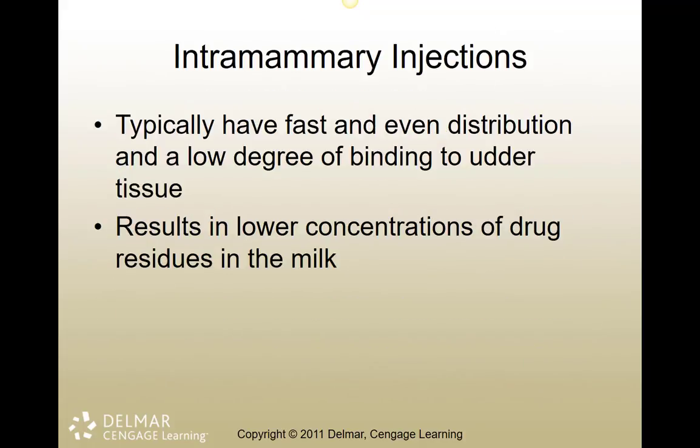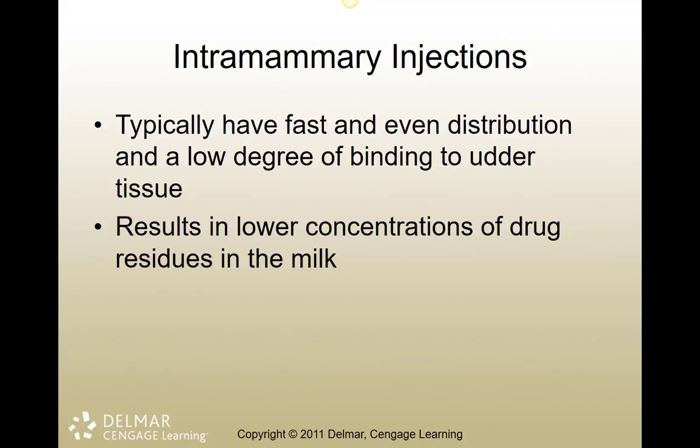Intermammaries work in the mammary gland fairly fast, and they have a fairly even distribution. We do these for certain antibiotics and certain drugs that we need to get in for mastitis, and they get in a lot quicker that way to take care of mastitis. They say it results in lower concentrations of drugs in the residue, and the slide's kind of wrong about that. Initially, you're going to have a higher concentration once you actually go into the mammary gland, because you're putting the drug right there and it's going to stay there.